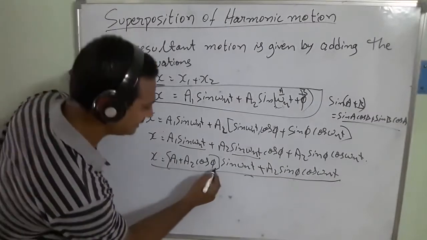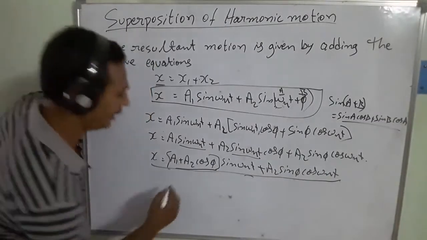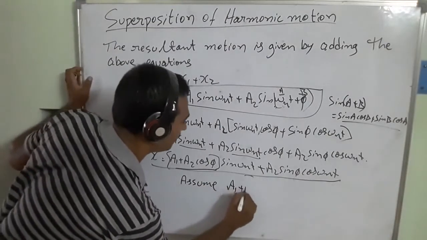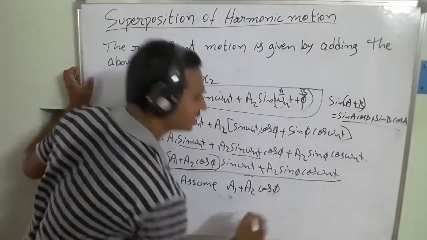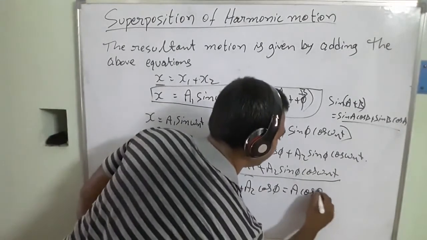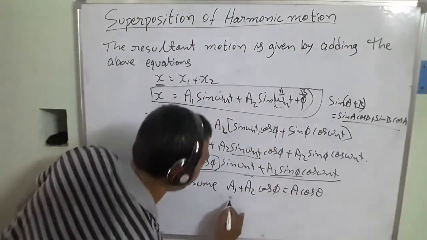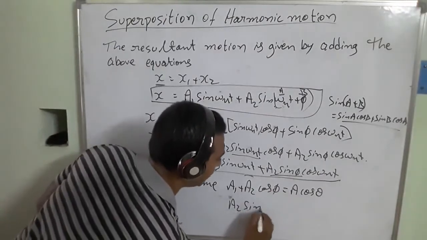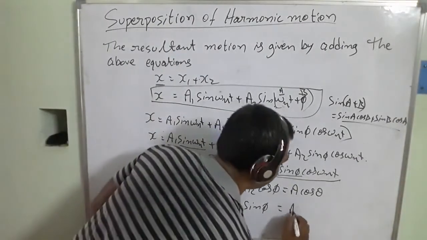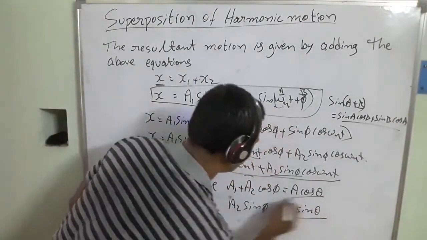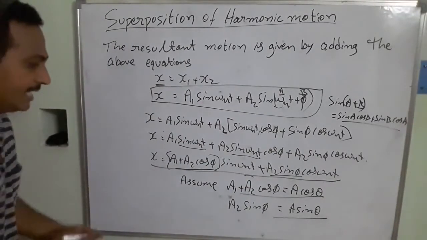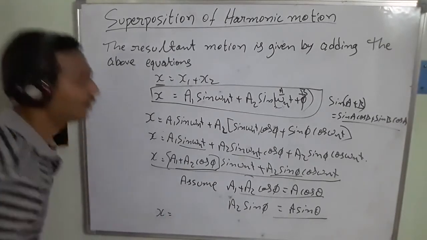And for this parameter I'm going to assume here A1 plus A2 cos π is equal to A cos θ. And similarly A2 sin π is equal to, what is the word? A sin θ. With these two assumptions, I am going to simplify this equation. How? What is the value we finally get? That's going to be the resultant displacement by addition of the two harmonic motions.